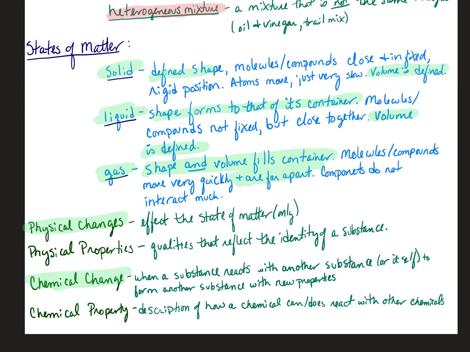So we can also talk about properties. A physical property is one that reflects the identity of a substance. Density is a physical property. And then we have chemical properties. These are a description of how a chemical reacts with another chemical, or what type of thing it can combine with, stuff like that.